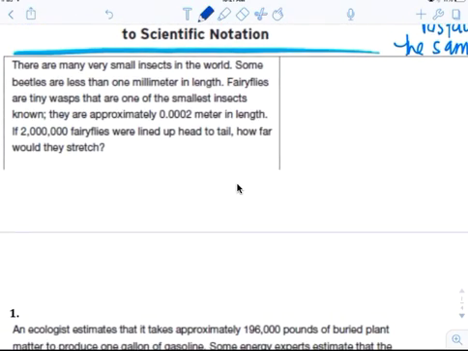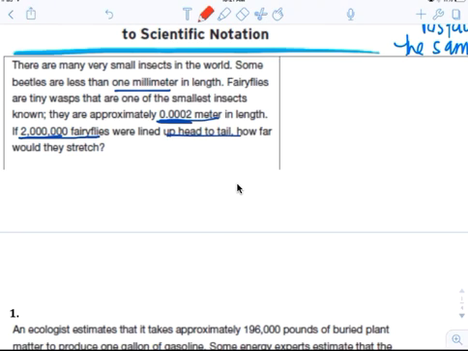Some beetles are less than 1 millimeter in length. Fairy flies are tiny wasps that are one of the smallest insects. They're approximately tiny in length. And if there were 2 million of these tiny fairy flies lined up from tail to tail, how far would they stretch? So if one is this long, how many is 2 million of them?